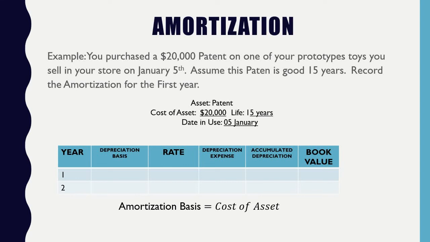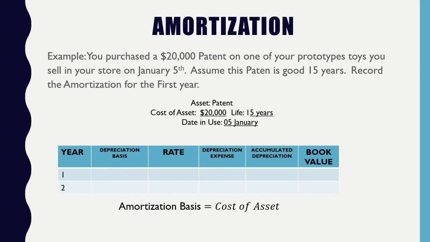So here's an example where you bought a patent. It cost you $20,000. The estimated useful life was 15 years, and the date that you placed into service is January 5th. If we are amortizing it at the end of December 31st, then the assumption here is you're going to amortize it for the first year, for a whole entire year.